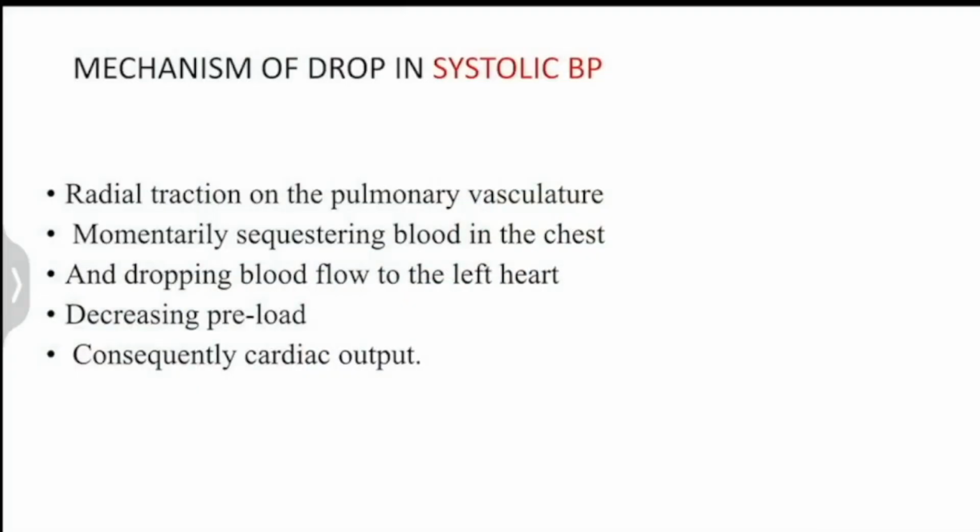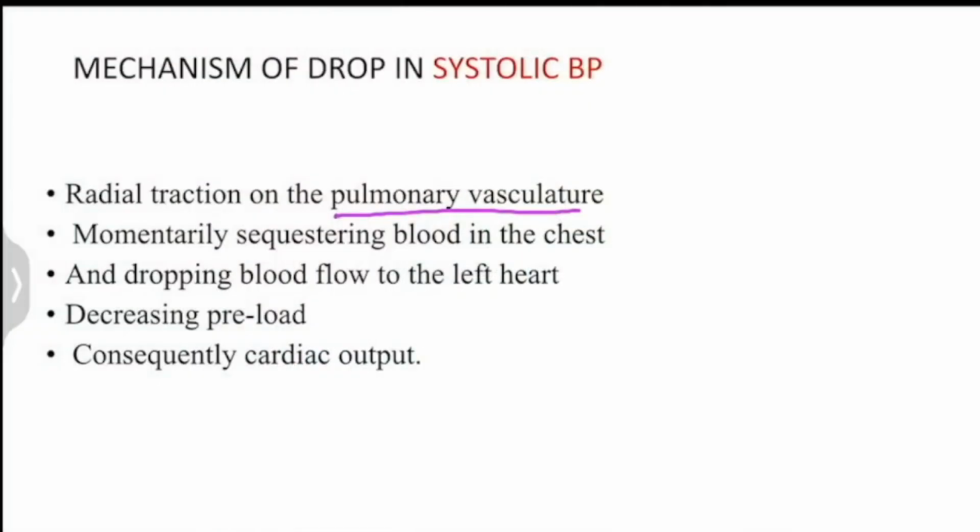Now look into what is the mechanism behind the fall in systolic BP. Basically, there are two mechanisms. The first one is, when there is a deep inspiration, radial traction occurs on the pulmonary vasculature. There is a radial traction when you are taking a deep inspiration because of the negative intrathoracic pressures. So you are taking a deep breath.